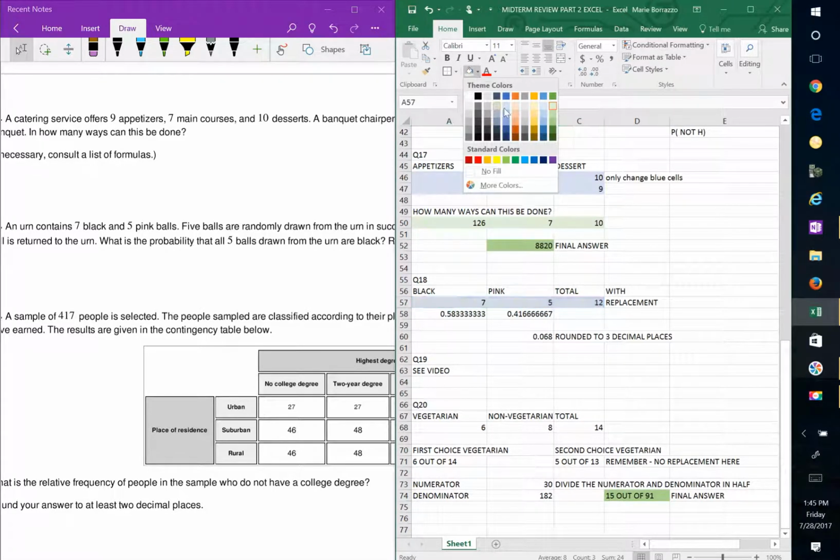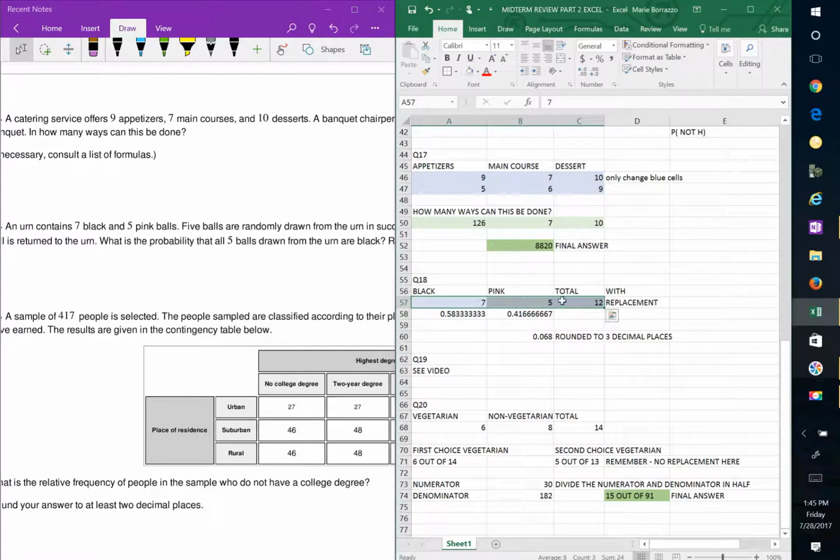Blue, you can change this, because this may be different in your question. However, this, do not change, because this is actually going to be formulated, as is this. As is this. So none of these change. Leave these alone.